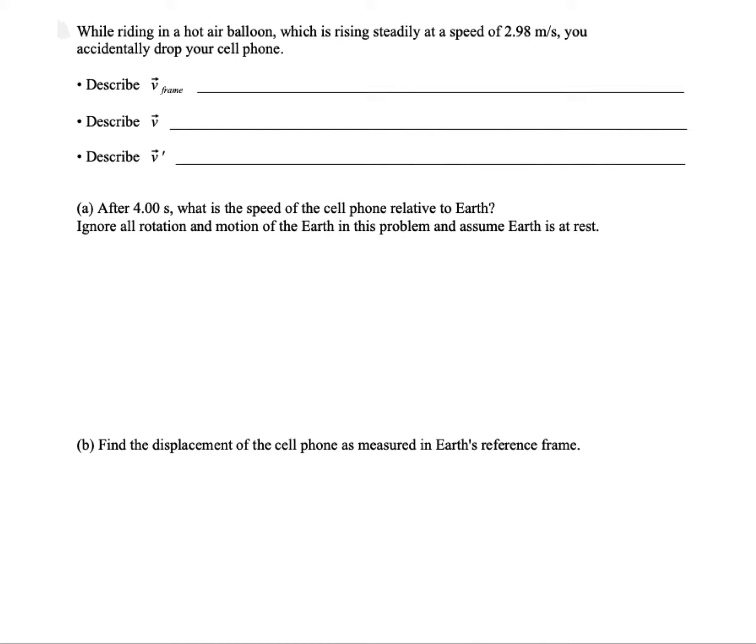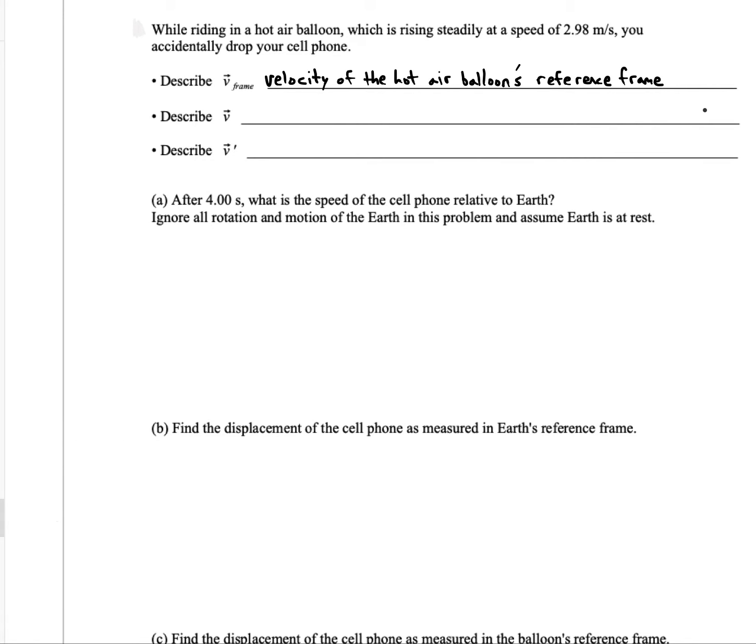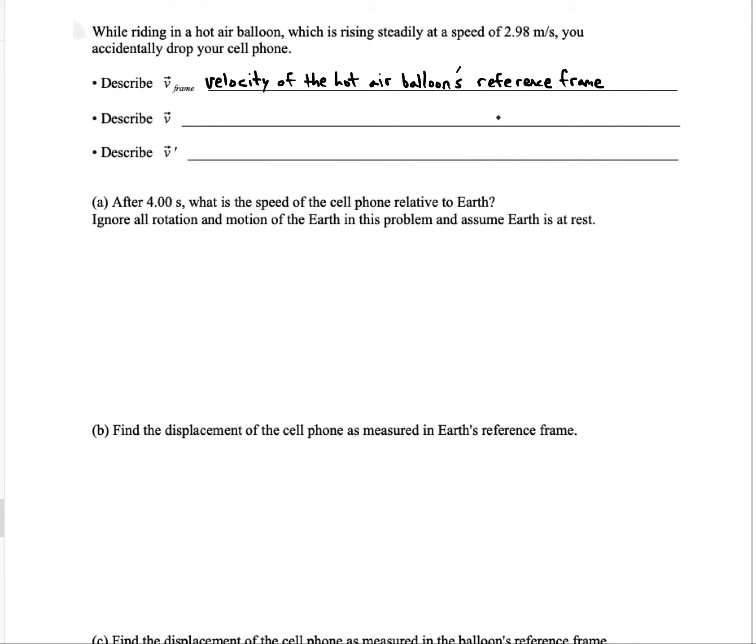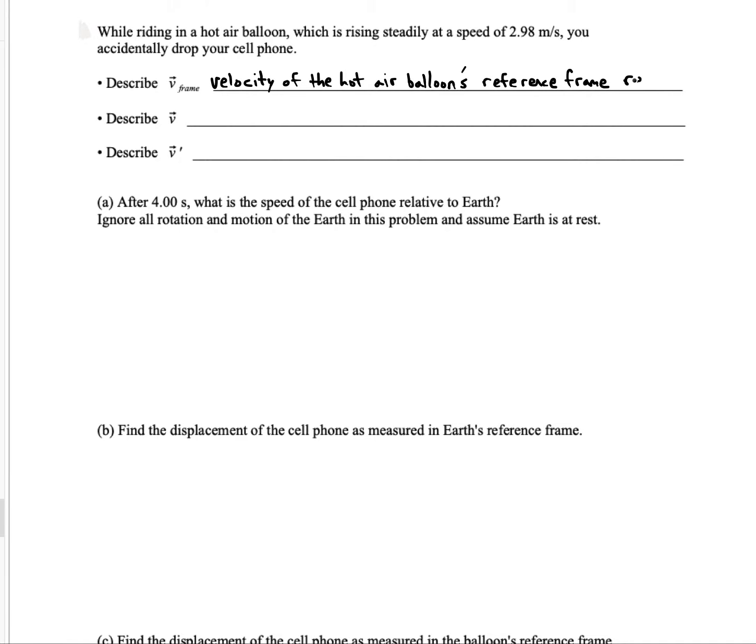All right, so I would say that the best choice here would be that V frame is the moving hot air balloon. All right, velocity of the hot air balloon's reference frame, I'm going to say relative to Earth, though.